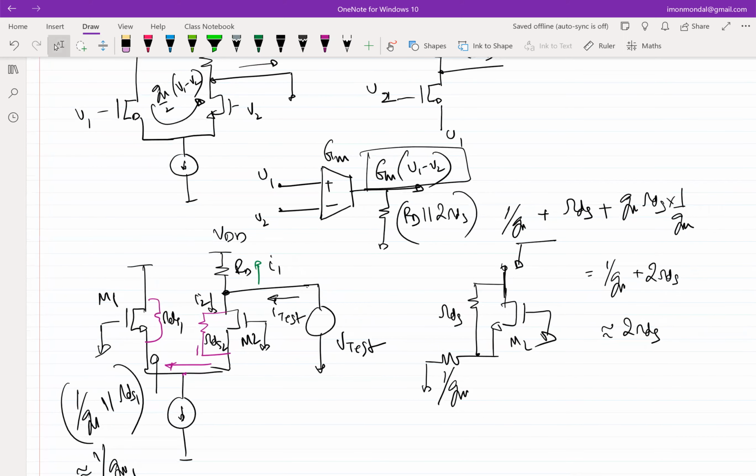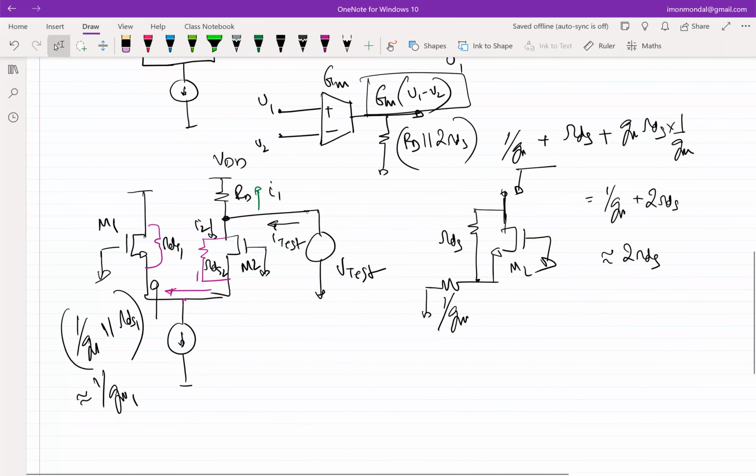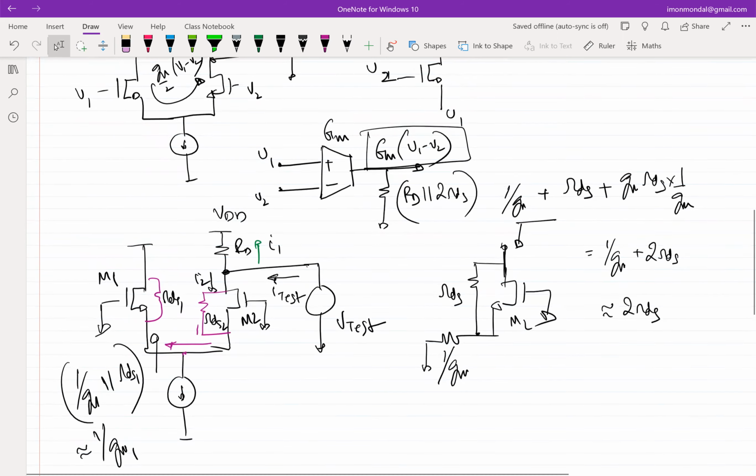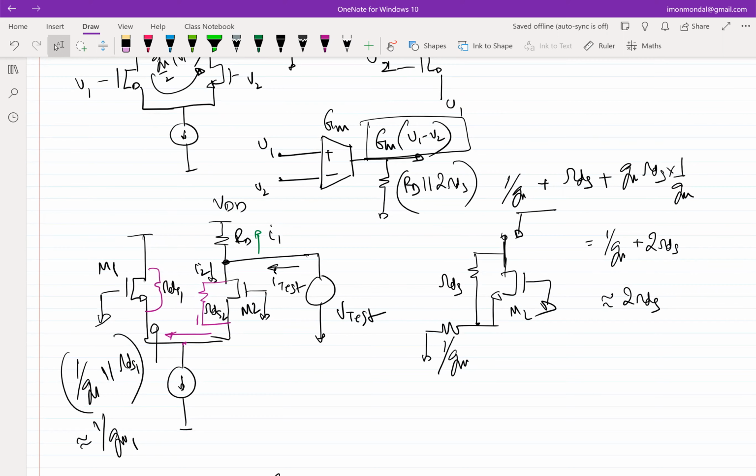So now if I have to plug this symbol back into my feedback network, what will it look like? This is some GM. Which resistance? Okay, so what is the impedance looking down? We got 2 RDS. Looking up is RD. Right? So this looking up is RD. Looking down is 2 RDS. It's a parallel combination of those two.